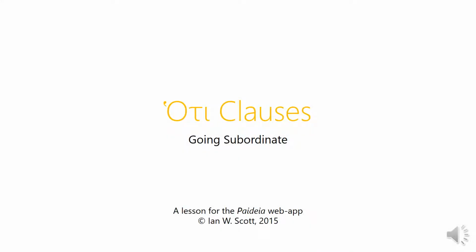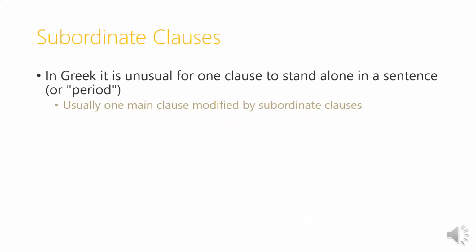In this video we'll be looking at Hoti clauses, and these will be our first form of subordinate clauses. In Greek, it's unusual for one clause to stand alone in a sentence, and a sentence in Greek is usually referred to as a period. Usually, one main clause is modified by subordinate clauses.